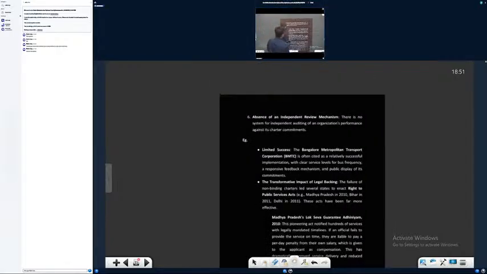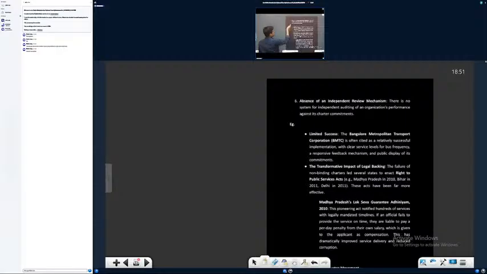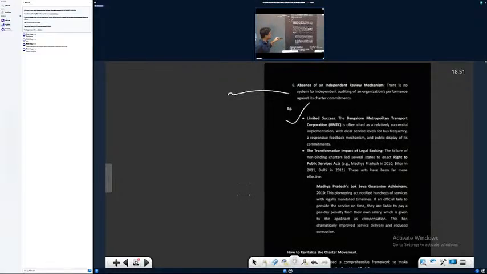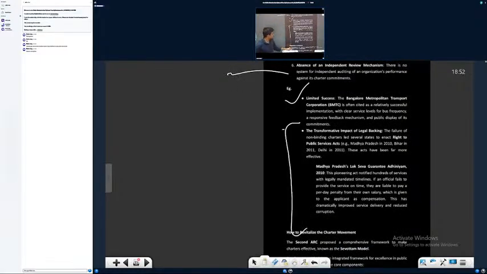Now, in addition to this, these are examples you can use. Absence of an independent review mechanism. There is no independent organization from outside that is actually looking into it and saying how things are to be done. So, there is limited success. But if you give legal backing to this, it has happened in Madhya Pradesh.